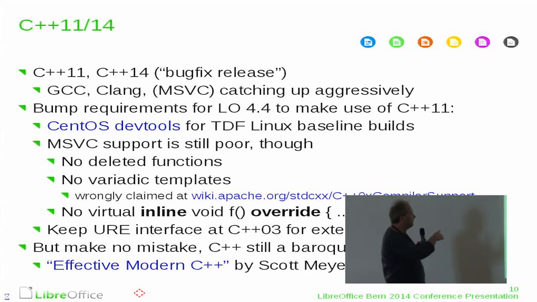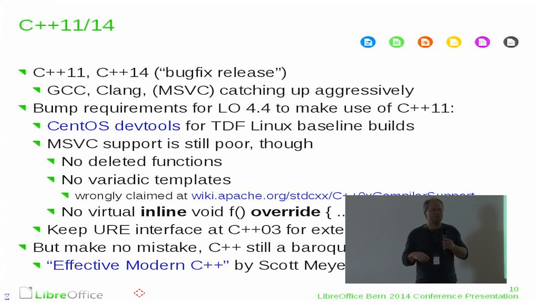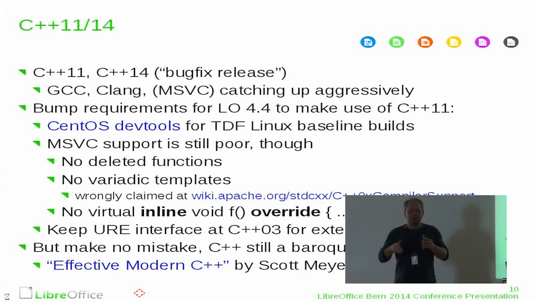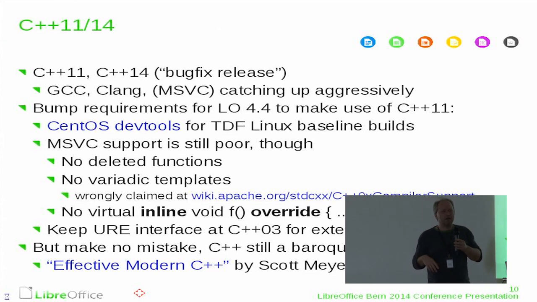The other thing that we'll need to think about is what to do with the URE, the UNO interface for the client code. If some external developer wants to write an extension and wants to write that on an old baseline machine, for example, so that it is guaranteed to work with all Linux LibreOffice instances, then if in the headers for the URE we would make use of C++ 11 features, we would force that person to also update to a specific compiler. So one idea might be that in a first step, we leave all the headers that make up the URE out of pimping them up with C++ 11 features.